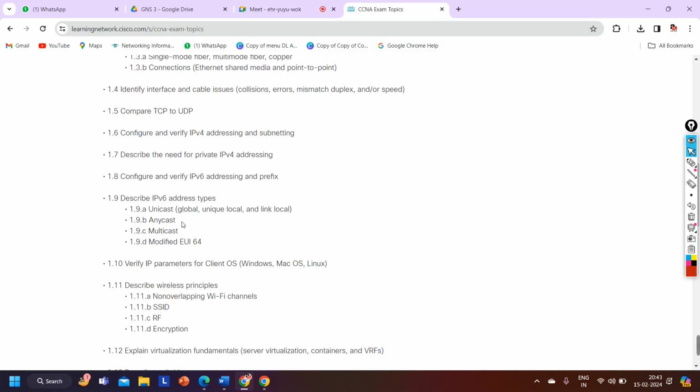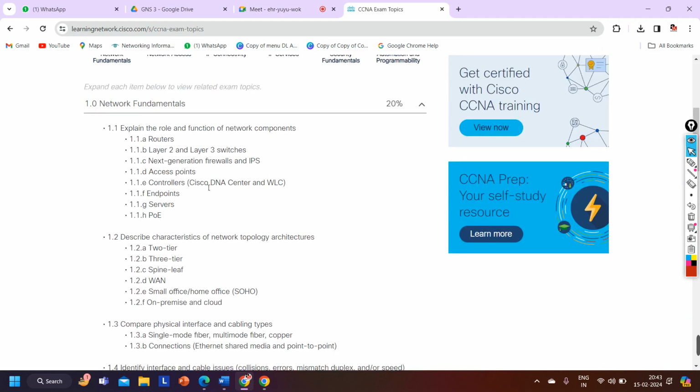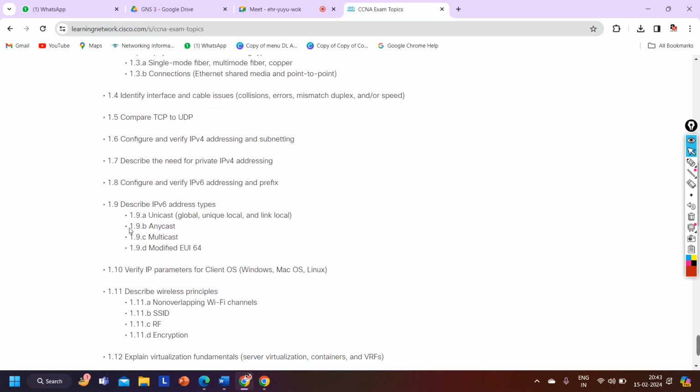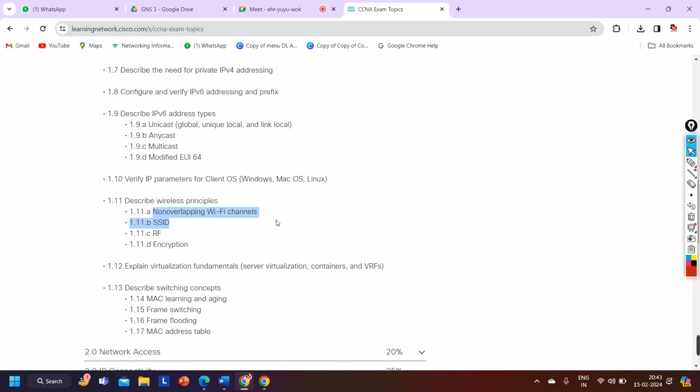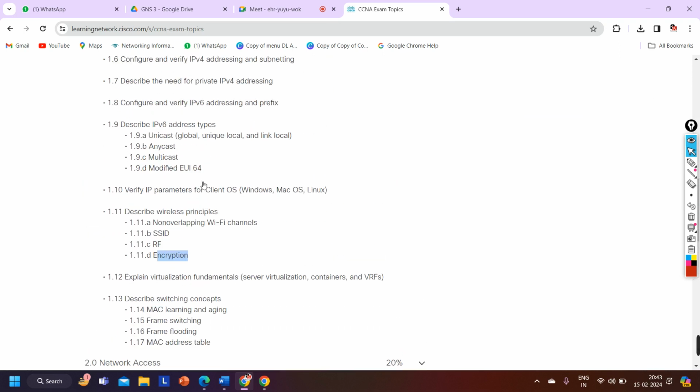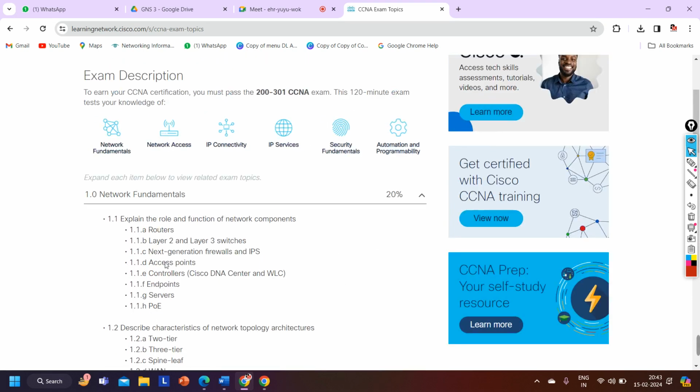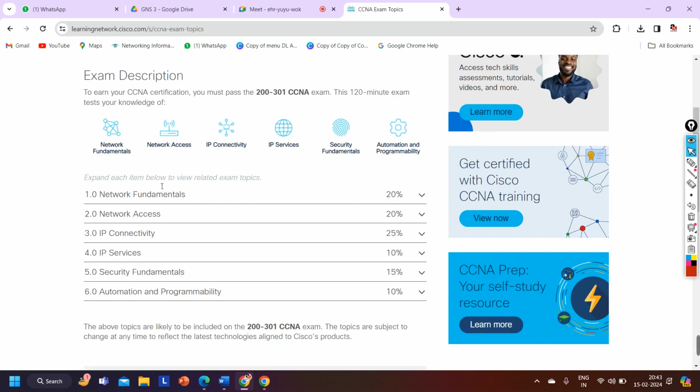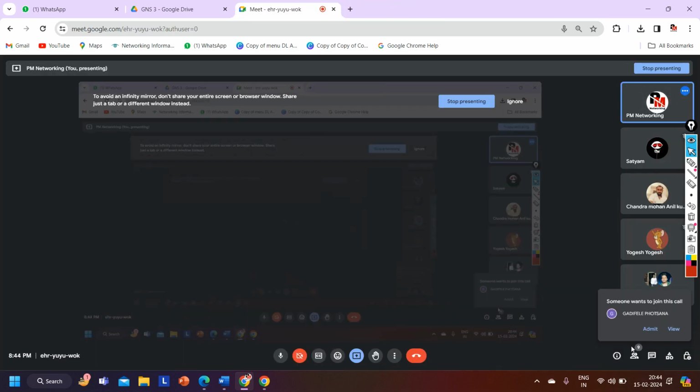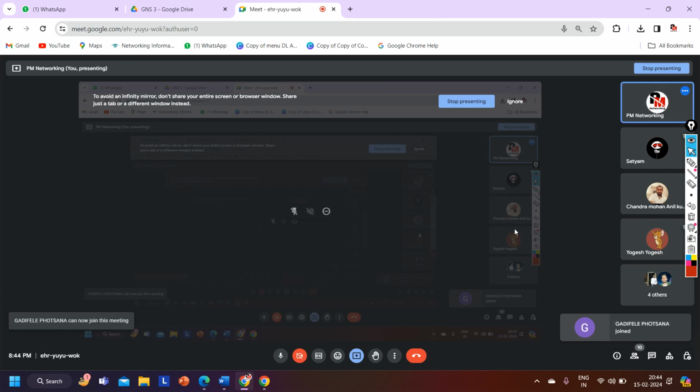Okay. So this, guys, is the basic first module, first section of CCNA 200-301. Then there are some more topics like non-overlapping Wi-Fi channels, SSID, radio frequency, encryption. If you are not familiar with these terms, then I think we should not discuss the syllabus now. I will discuss the syllabus later. First, let me finish the basic module and IPv4 addressing. So now I am going to start the class.